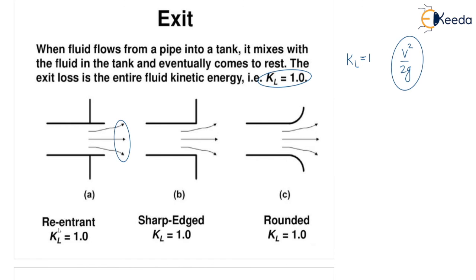So reentrant KL value is 1.0. Sharp edge 90 degree, KL value again 1.0. Rounded also KL 1.0. So whatever be the case, whether it is 90 degree or 45 degree or even smooth curvature is there, the loss coefficient KL will always be equal to 1 in case of exit losses, in case of water exiting from the pipeline.